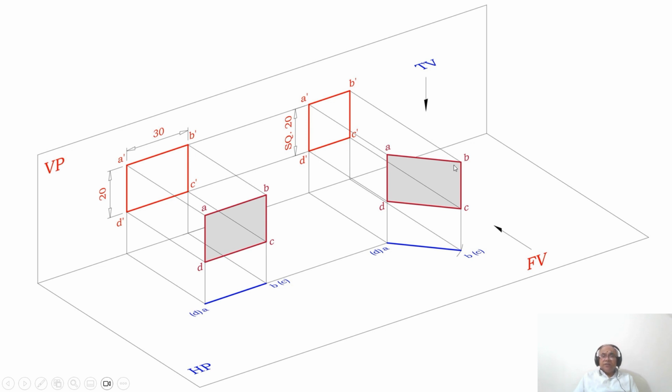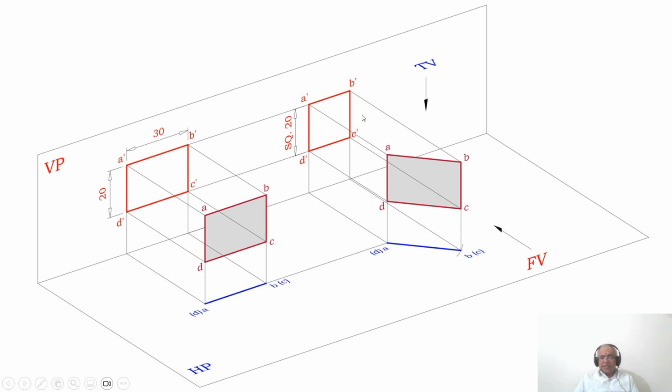So what is the position of this rectangle with respect to VP and HP? With respect to VP, it is inclined to VP. With respect to HP, it is perpendicular to HP. Therefore, you are getting a line in the top view. Whereas when you look from the front view, it becomes a square of 20 mm side.